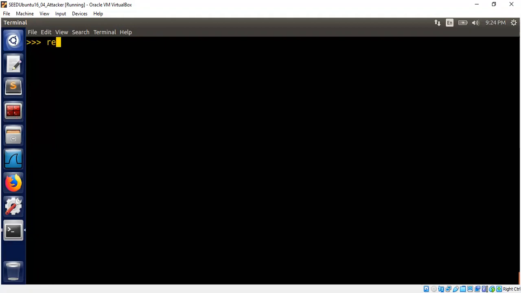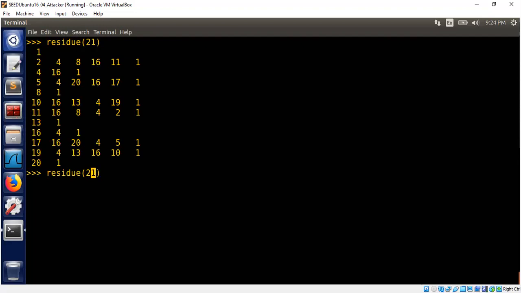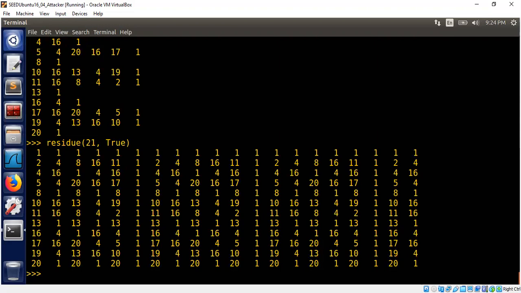Let me do that now. So let me print the residue table for 21, and let me show the complete table. If you look at the number 4, for example, remember, we need to take the 5th entry, 10th entry, and 20th entry. Let me circle those entries. The 5th entry is 16, and the 10th entry is 4.